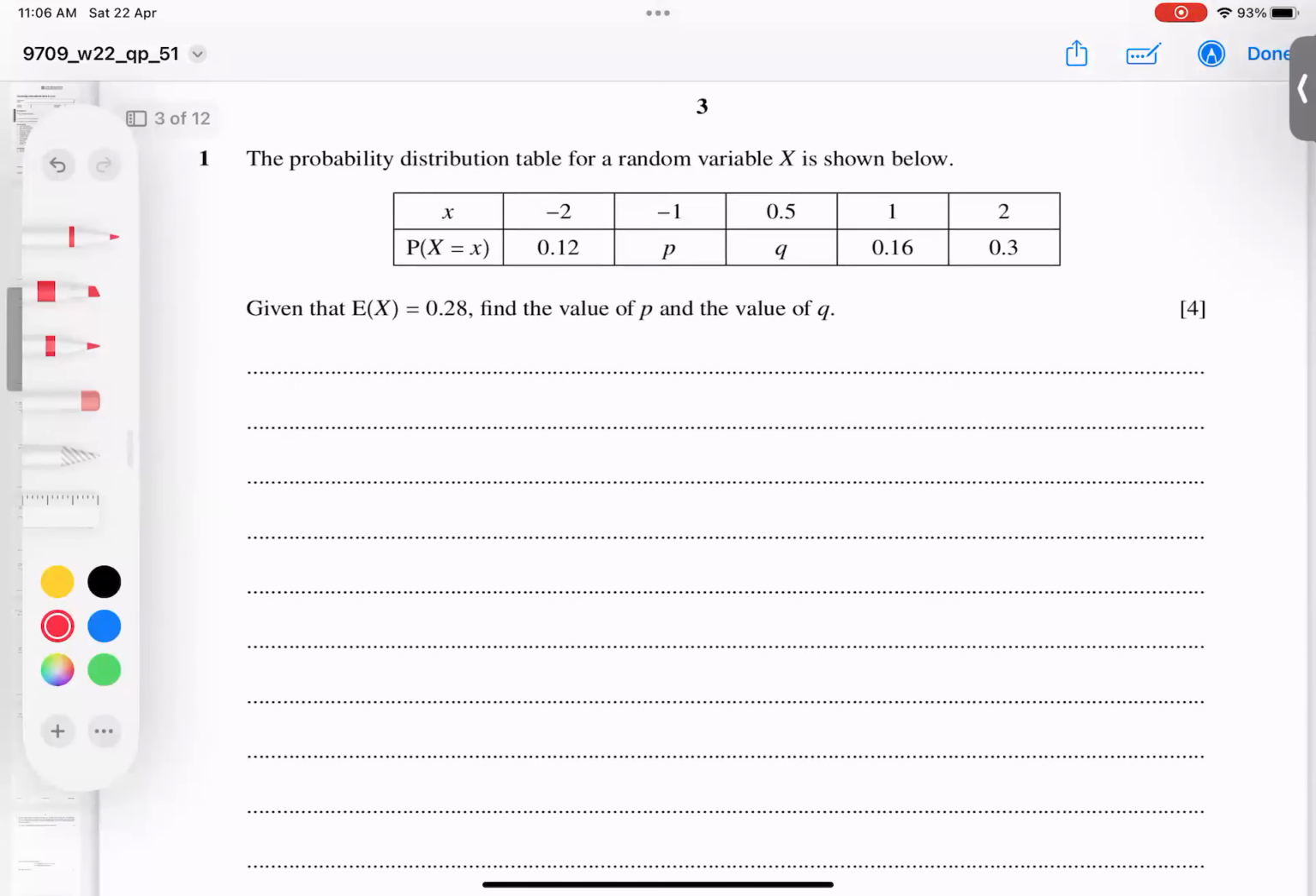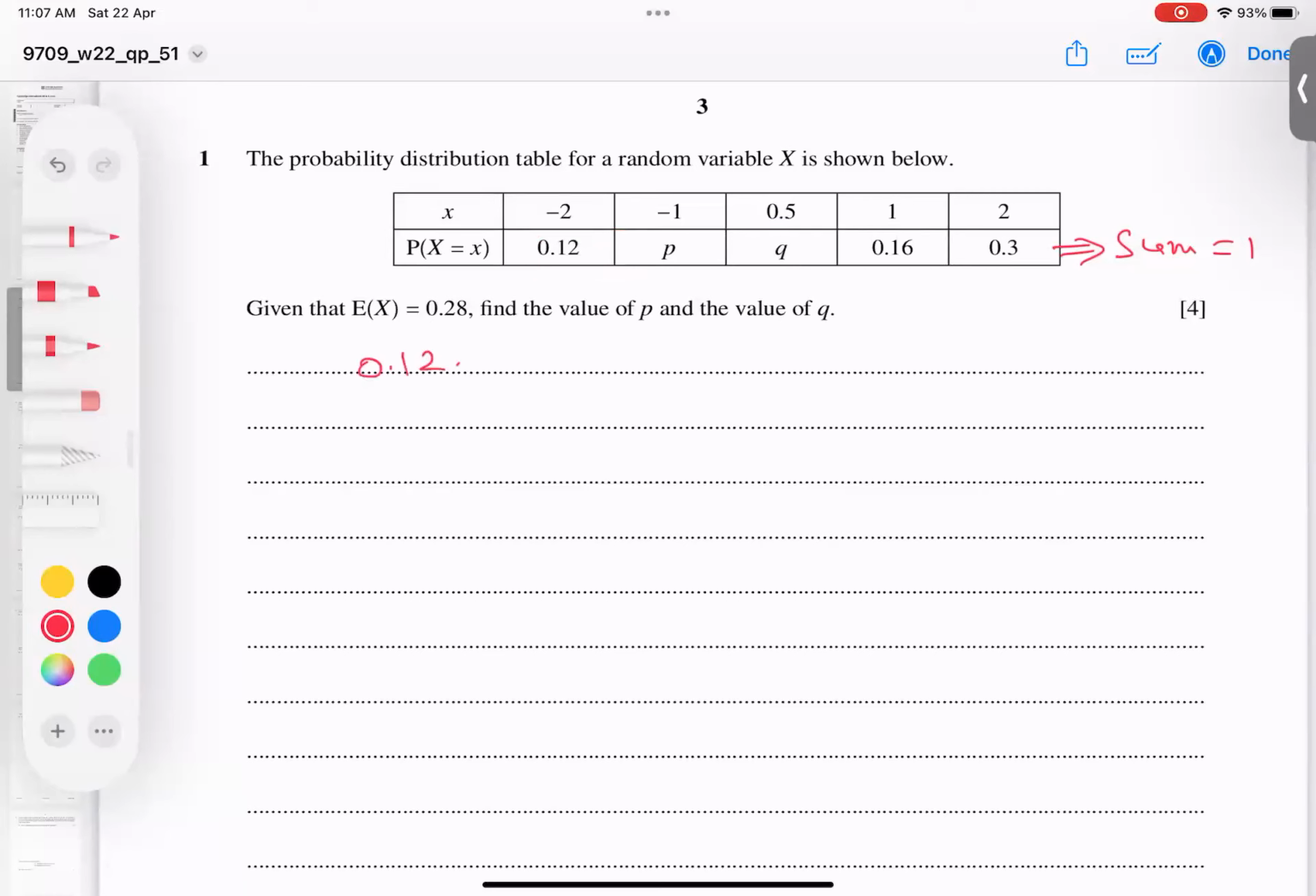Question number one, this probability distribution table is given. This topic is discrete random variables. You know that all these given probabilities in this lower column, if you sum them, the answer equals 1. So let's start. All these values added equal 1.